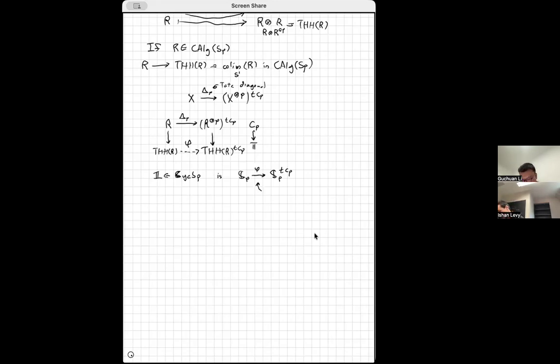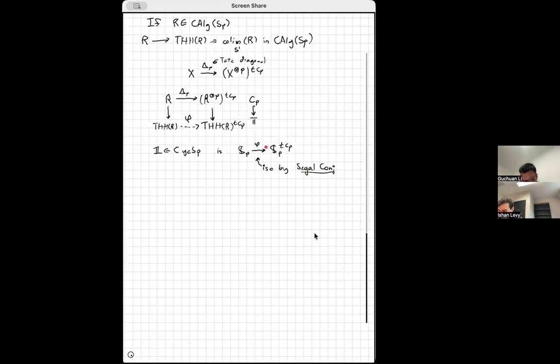And there's this fact, which is the Segal conjecture, which is that this is an isomorphism. This is a non-trivial fact that in this case, the Frobenius map happens to be an isomorphism. And in fact, this cyclotomic spectrum is also THH of something, namely this is just THH of the sphere spectrum, p-completed.